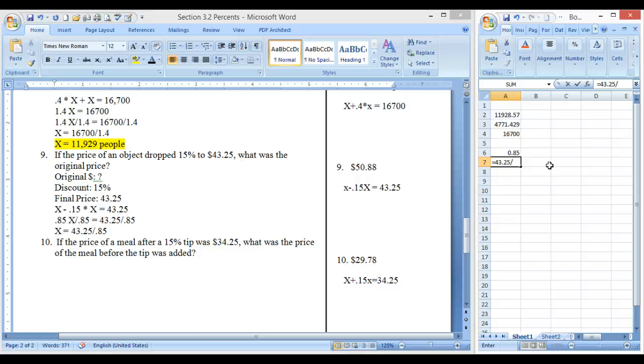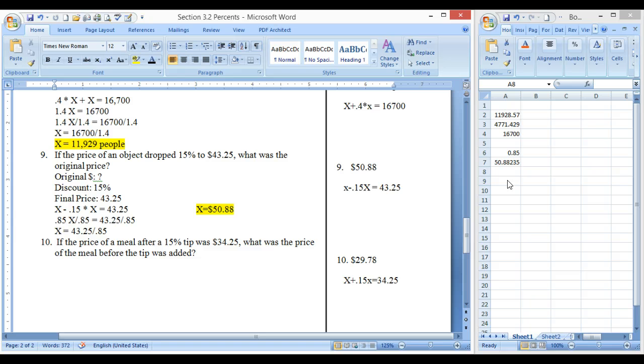43.25 divided by, I'm going to go ahead and cell reference this 0.85 so I don't have to type it in. There we go. So come up here since I ran out of room. X equals 50 point, and round that to the nearest penny. So 2 doesn't change anything on the 8. So it's just $50.88. And I can go ahead and figure out if this is right by checking it.